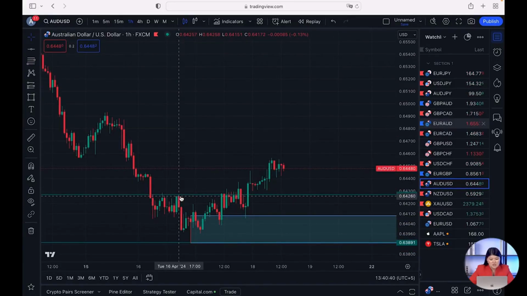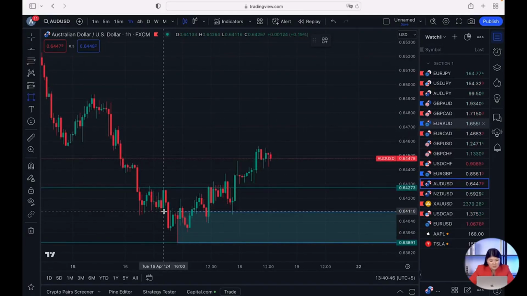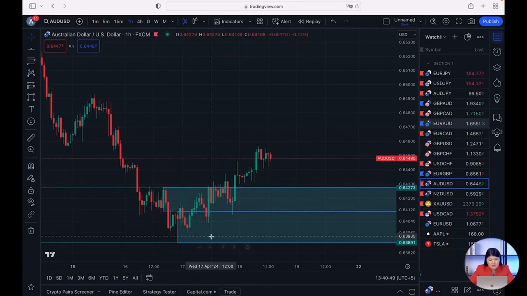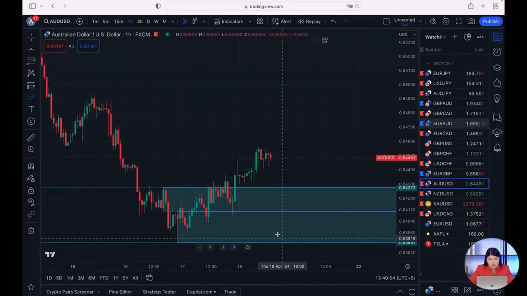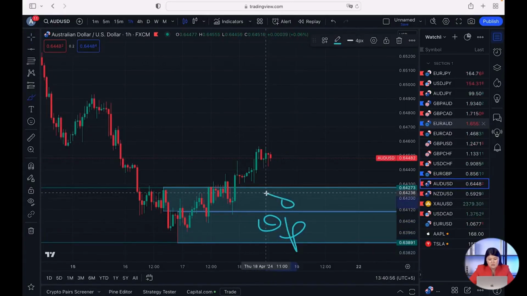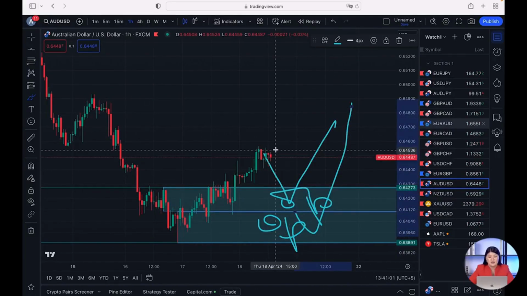Now, this pullback here, I said it's green, right? What happens at the point where this green is broken? It is considered a breaker block. So the one below is my order block, and next is my breaker block. So what can we do from these two areas? We can look for a position, right?